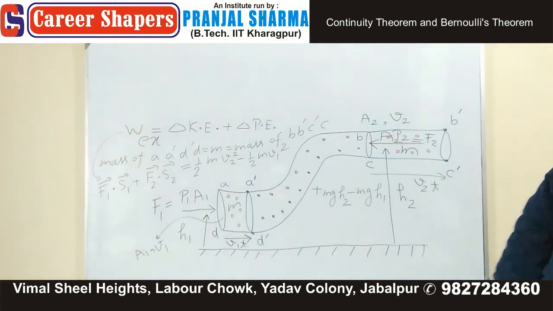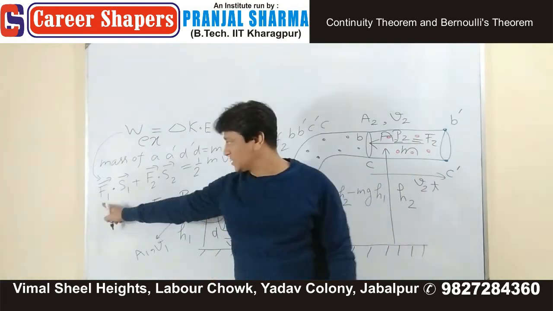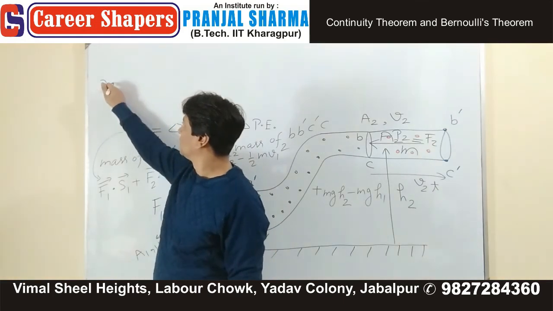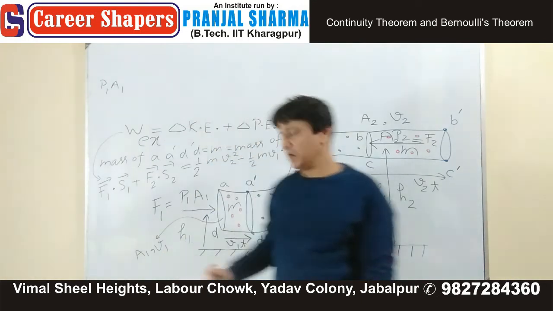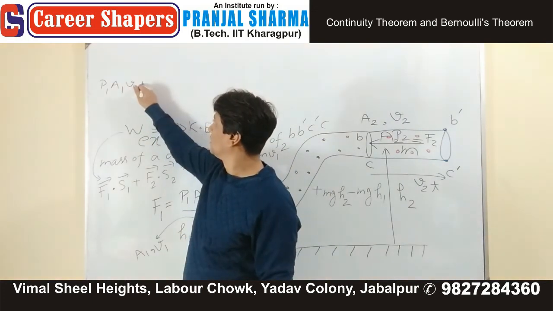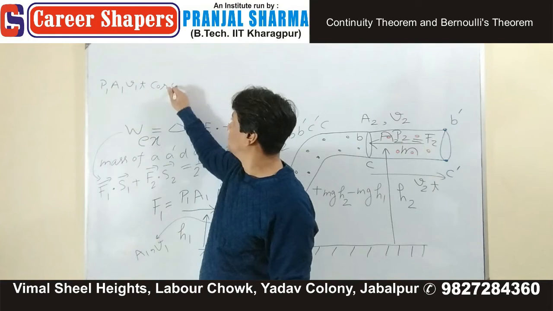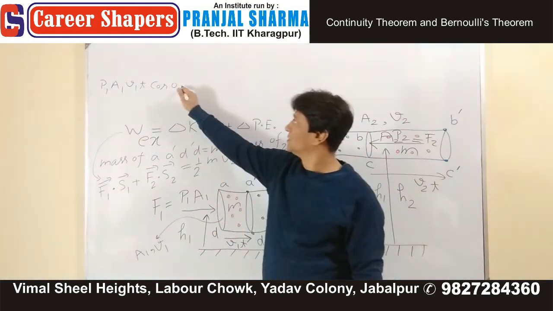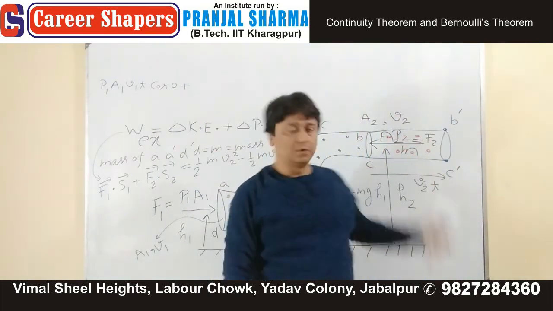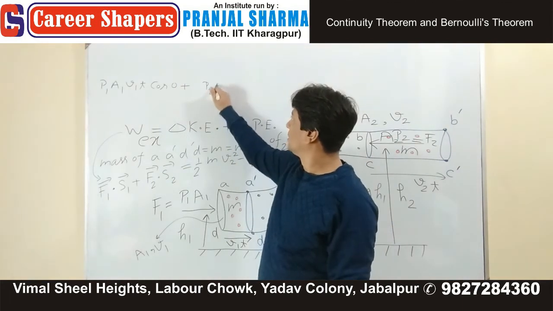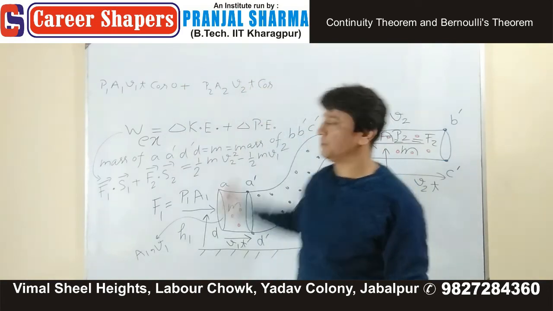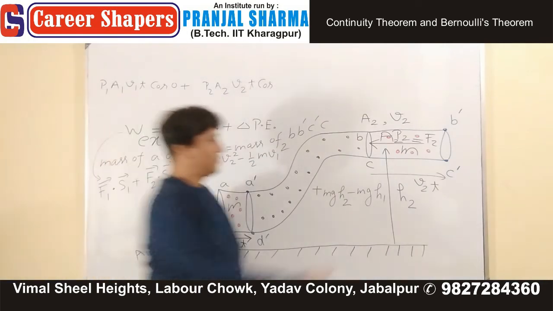Now look here. What is F1? P1 into A1, multiplied by displacement. What is displacement? V1 into T, multiplied by cos of 0, plus F2, which is P2 A2, into displacement V2 T into cos of the angle. The dot means angle between force and displacement.